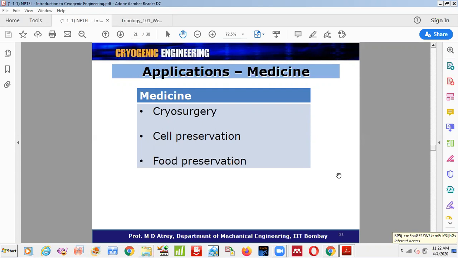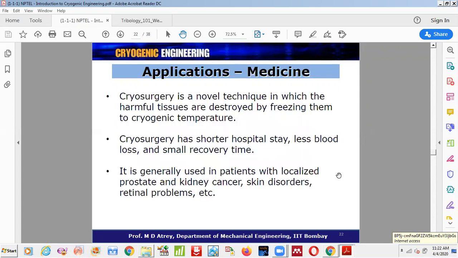In such cases also, even if you want to preserve only the platelets of the blood, you need to have cryogenic applications. I shall explain it to you now. Cryosurgery is a novel technique in which the harmful tissues are destroyed by freezing them to cryogenic temperature.